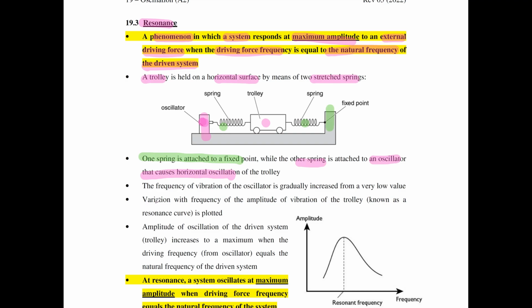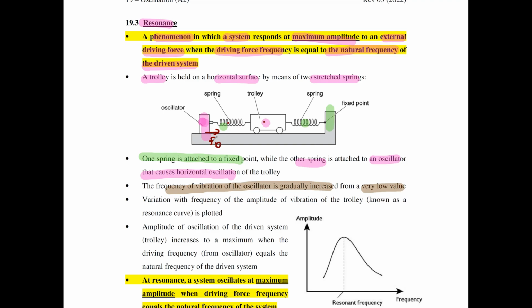So from here, we tell you that the frequency of vibration of the oscillator is gradually increased from a very low value. So the thing here is this, your oscillator here, if you switch it on, it will apply some sort of driving force onto the spring, which in turn pushes onto the trolley, which in turn causes the whole system to oscillate, right? So when your oscillator applies your periodic driving force, it will apply at a certain frequency. Let's call this frequency FP, driving frequency, okay?